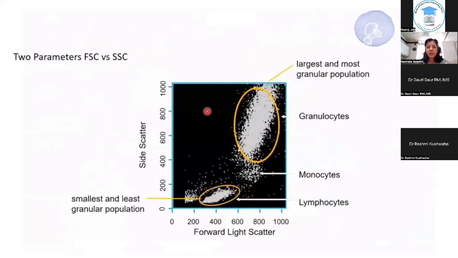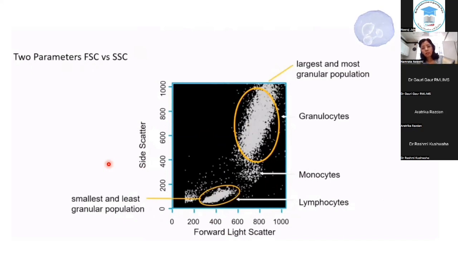This is one of the very basic dot plots, the forward scatter on the x-axis and side scatter on the y-axis, which we all see in our initial classes of flow cytometry. What we can see here is that these are lymphocytes, with the smallest cell size, smallest forward scatter and smallest side scatter. Then we have these granulocytes, which are larger in size and have higher side scatter. And then there are monocytes in between, which have a moderately high forward scatter and a moderate side scatter.